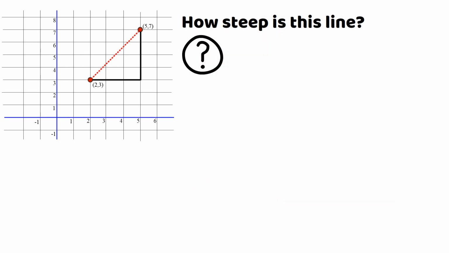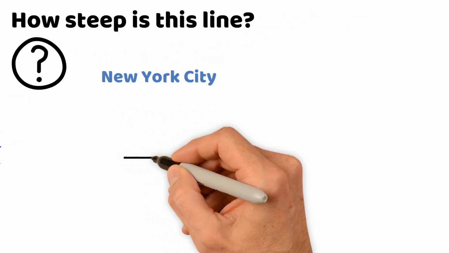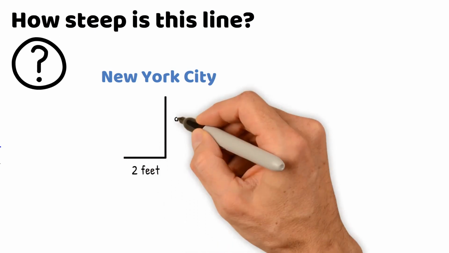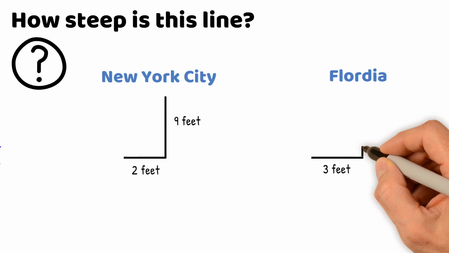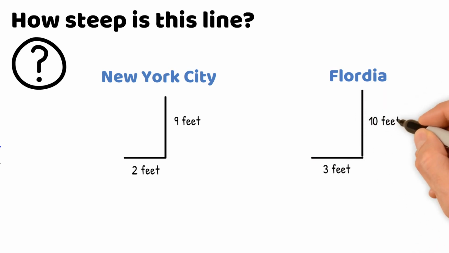Consider this as a thought experiment. If you walk 2 feet forward and rise up by 9 feet, let's say on a hill in New York City, and then let's say on another hill in Florida, you walk 3 feet forward and rise up by 10 feet. Where is it steeper? On which hill?